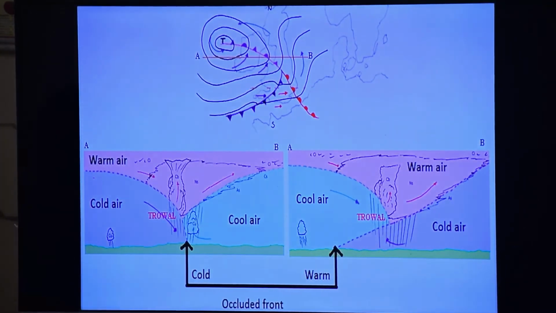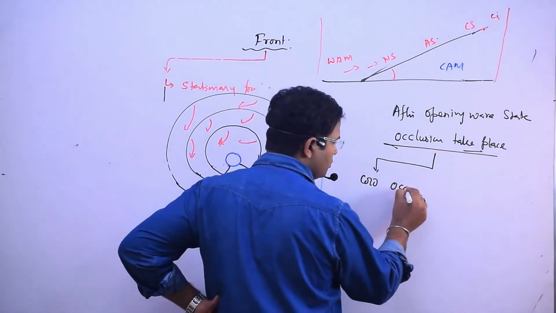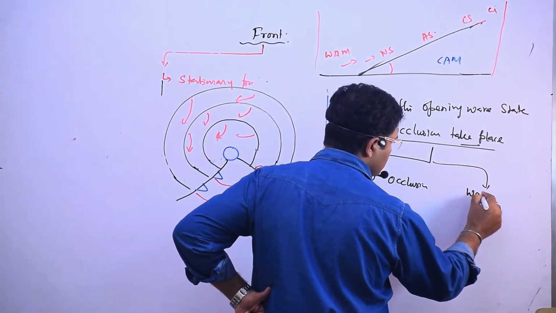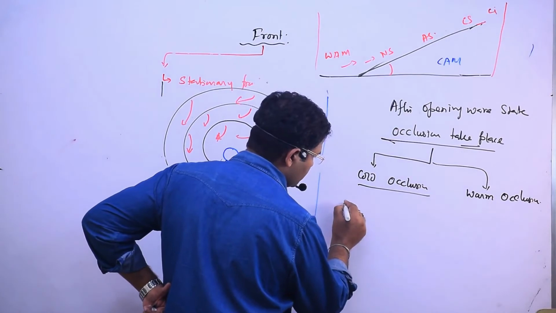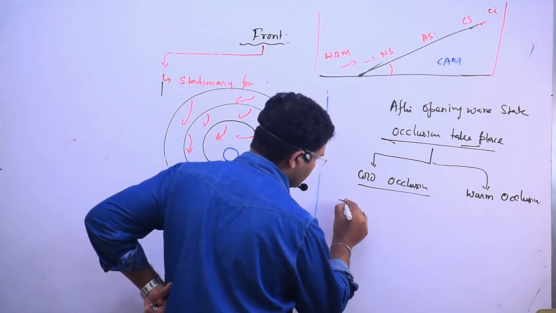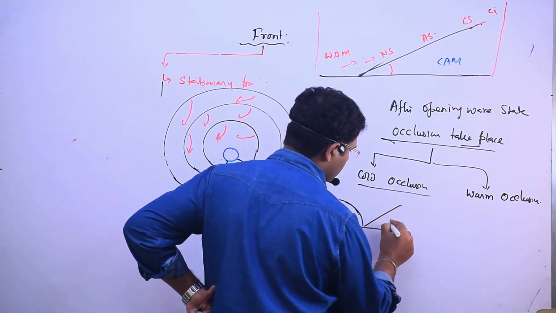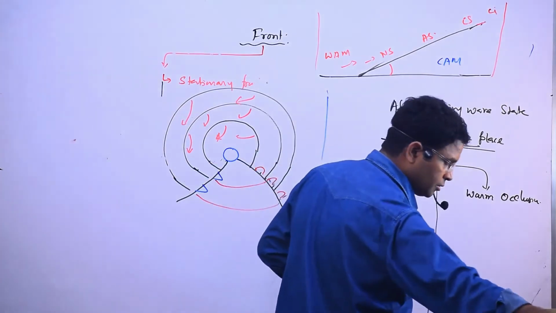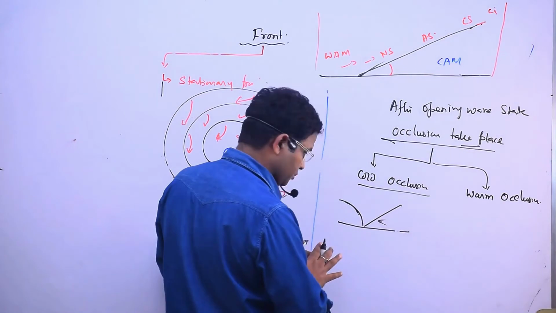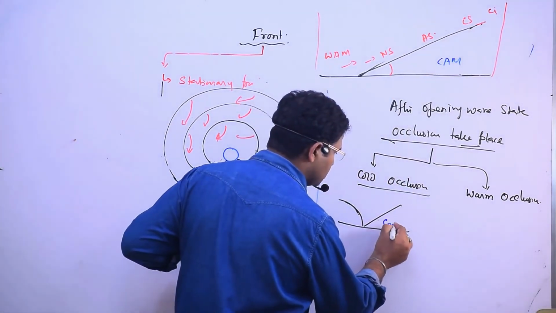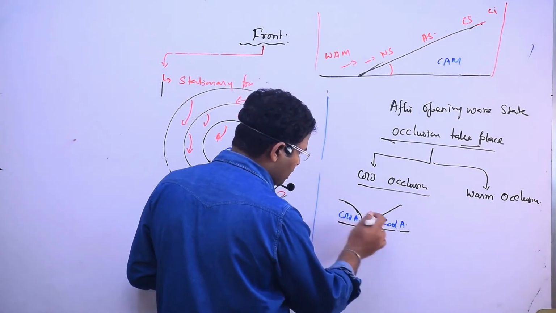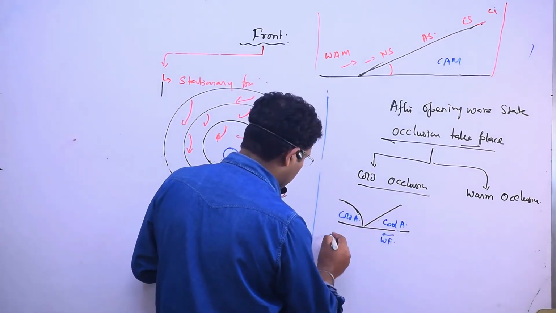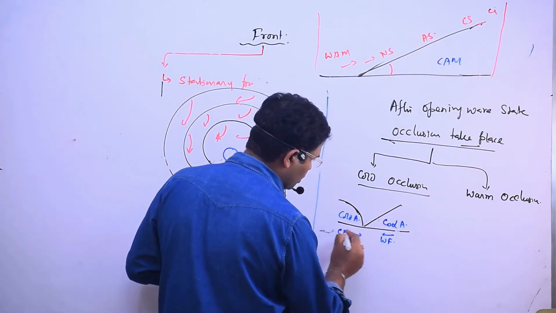But you will see, if I say that occlusion takes place, and in occlusion there are two types of occlusion, cold occlusion and then warm occlusion. Cold occlusion means, I said, first, if I say this is cold front, and here we have what? This is cool air, and it is, I said, cold air. So it is colder, and then the warm front and cold. So here the warm front is coming, and here the cold front. Both are coming towards each other.